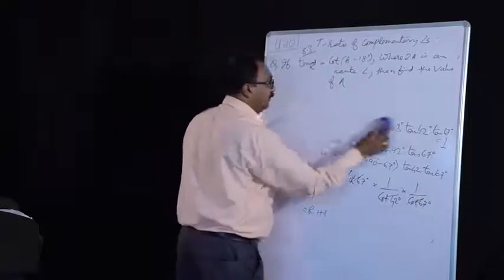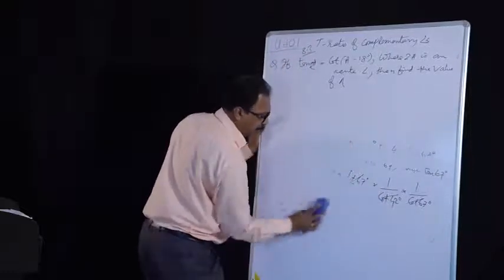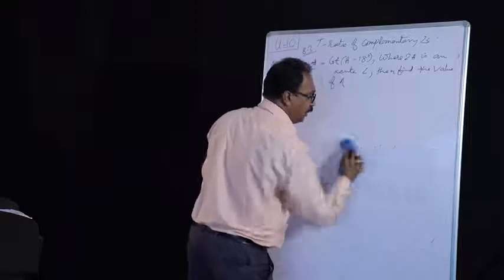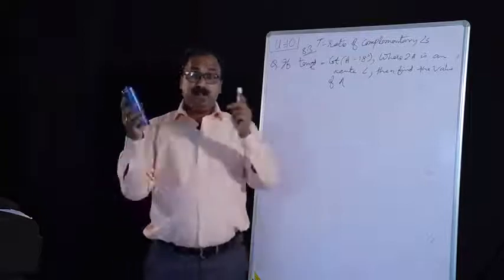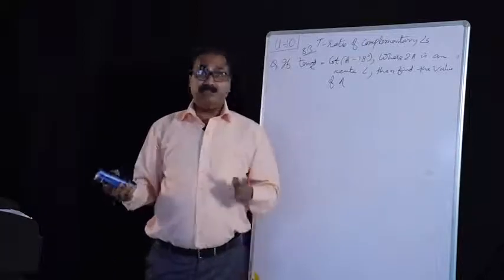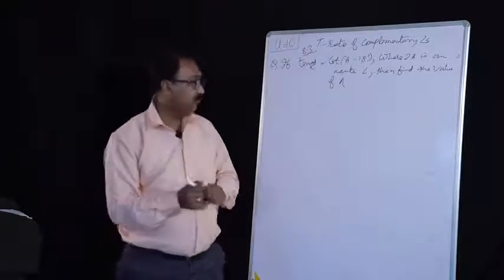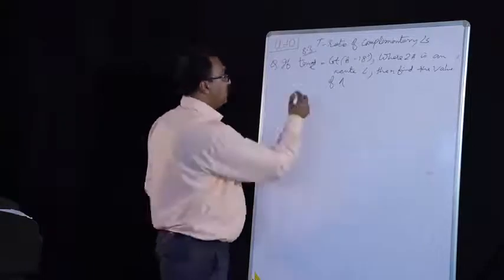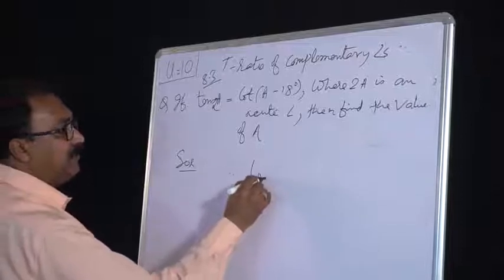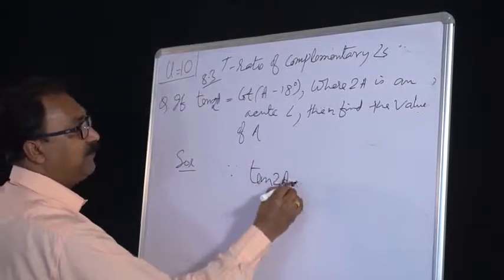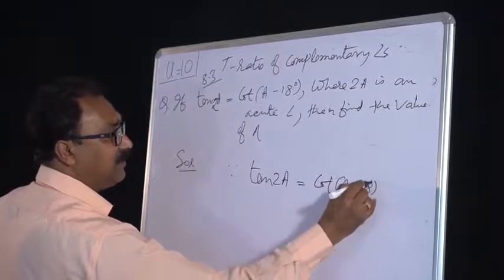So now look at here. I showed you one concept in the last, I think third class or second class. You can refer to that. I told you if you have the same trigonometric ratio on both sides, then you have to write only that the angles are equal. Same trigonometric ratio both sides means angles are equal. Don't cut the trigonometric function. The same thing arises in this question. Look at here. In the solution part, since tan of angle 2A is equal to cot A minus 18 degree, isn't it?